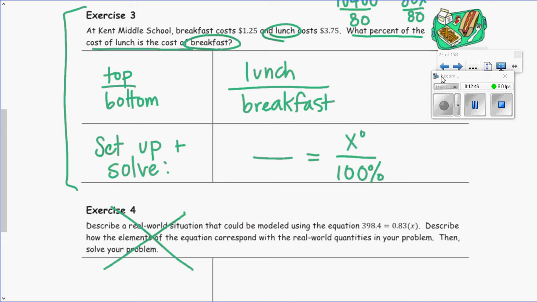Okay, if you are listening or watching, hopefully that means that you did unpause it and you're going to see how you did. If I want the lunch over the breakfast, we want 375 over 125. Okay, and then when you do the cross products there, you can go ahead and solve.